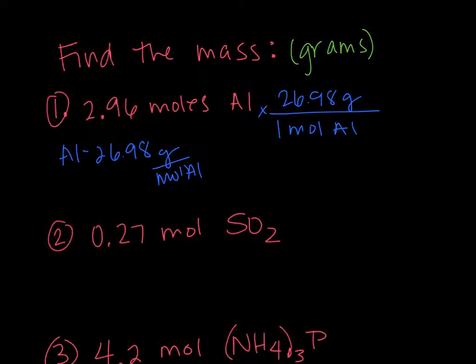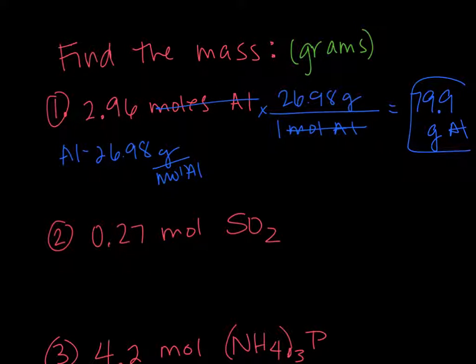So in this one, I put moles in the bottom to cancel out moles on the top, and I ended up with grams, what I want, on the top. Moles cancels out, and I end up getting 79.9 grams of aluminum.